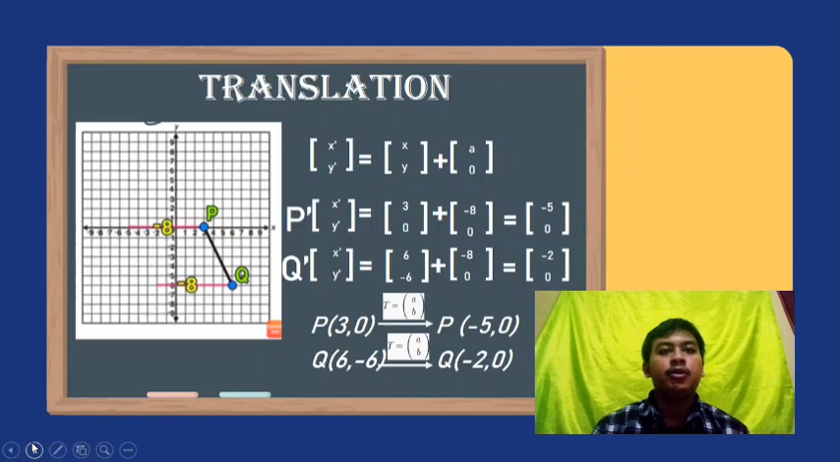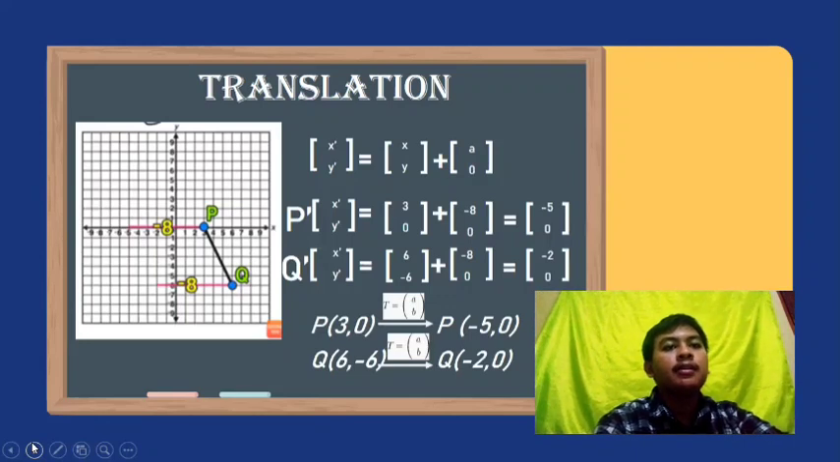Next, the Q point: x' is 6 added by minus 8, it means equals minus 2. So the P point and the Q point are translated to minus 5, 0 and minus 2, 0.